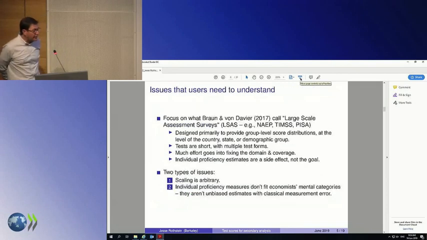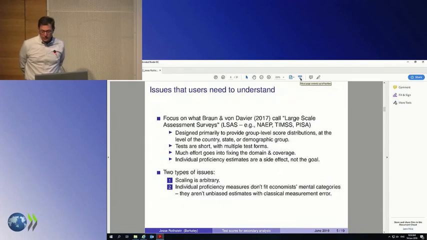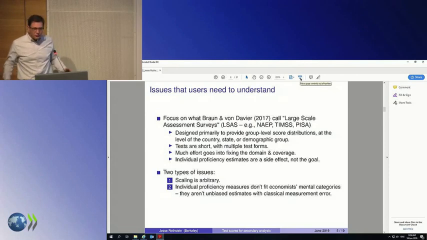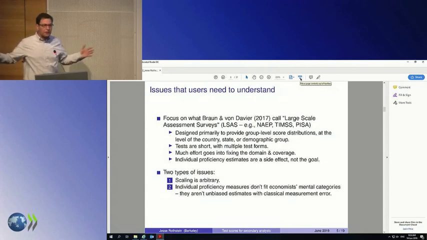Okay, and again, to further narrow the scope, I'm going to focus on what Henry Brown and Matthias call large-scale assessment surveys, LSAS, the kinds of data sets that the OECD creates. The NAEP is the one that I'm most familiar with, which is not obviously an OECD data set. But the idea of these data sets is that they're really large-scale, somewhat representative samples that are really about telling us about the broad distribution of achievement in the population. The primary goal of these is not to provide individual-level data. The primary goal is to provide distributions for the population or for particular well-defined subgroups of the population.